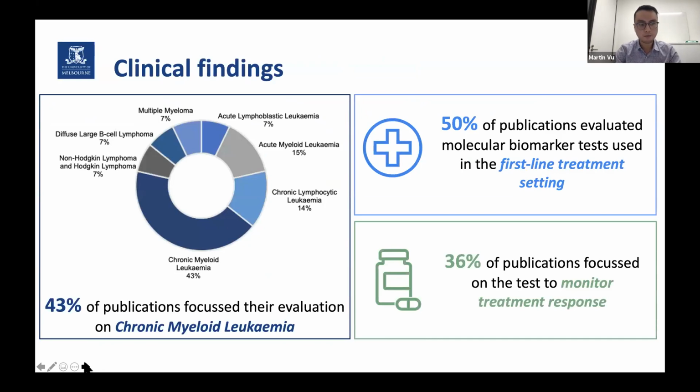And so what exactly do we find? Well, we found that there was quite a diverse range of blood cancers that were evaluated. However, the most popular is chronic myeloid leukemia. So out of the 14 publications, 43% of the publications focused on chronic myeloid leukemia. In terms of the test itself, 50% of publications evaluated the test under the first-line treatment setting, and 36% of publications focused on the test to monitor the response of treatment.